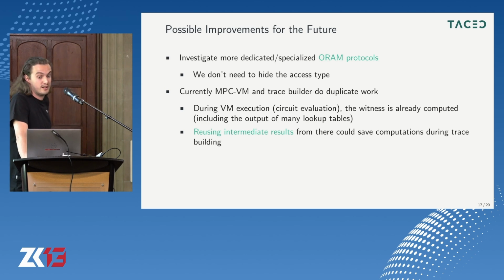And what we would also really like to have is some way of keeping results from the VM part where you compute the witness for the trace building part, because we do a lot of duplicate work. We have all these intermediate results already in the witness generation, and then we have to compute them again in the trace building. So it would be nice if we could keep them there.